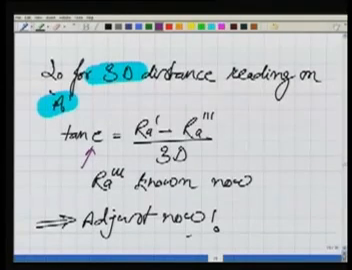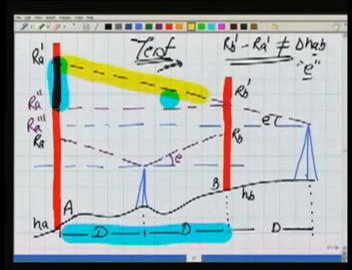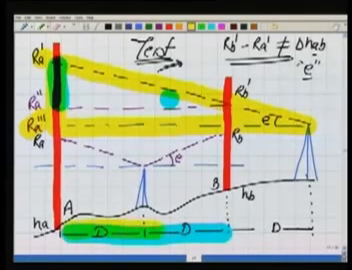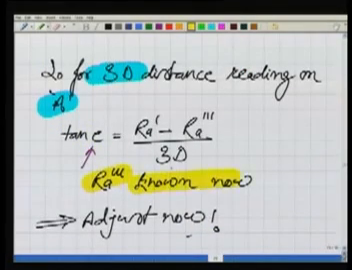So RA dash minus RA triple dash divided by 3D. So basically we are working in this last triangle now, the triangle which I am highlighting by yellow. Now we are working in this triangle and we are trying to determine the value of RA triple dash. We know RA dash. So this RA dash minus RA triple dash, this length can be determined because we know the value of angle E. We also know the distance 3D. So it can be computed. So RA triple dash is known now.